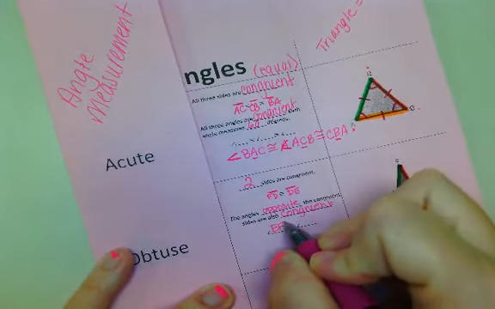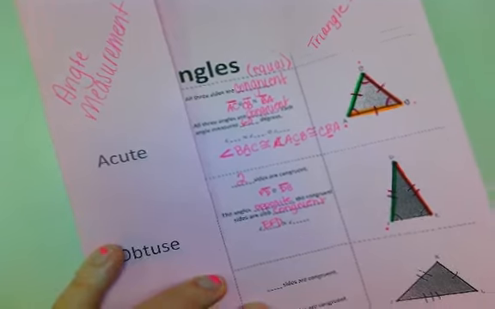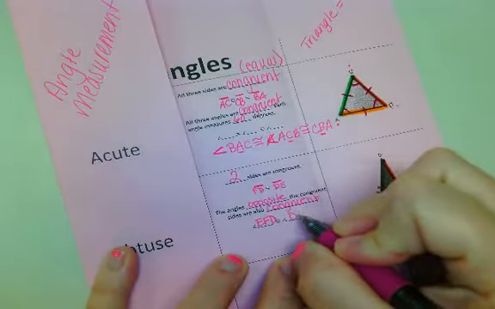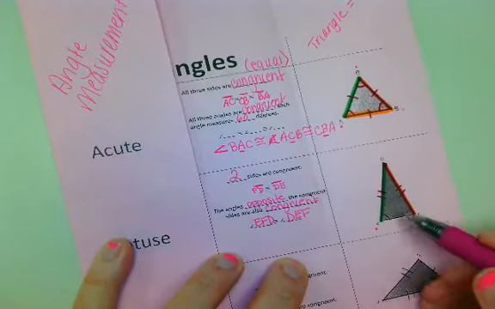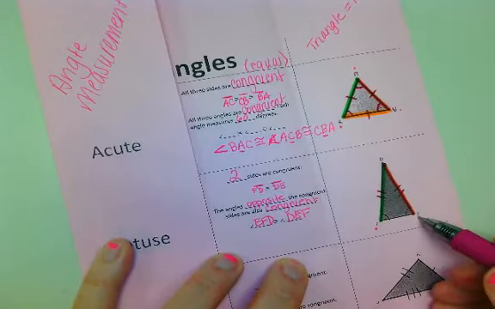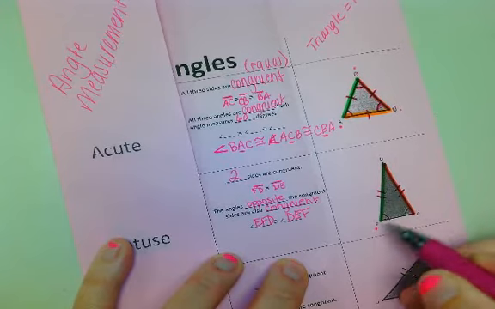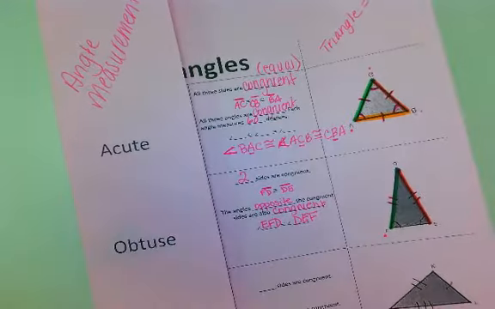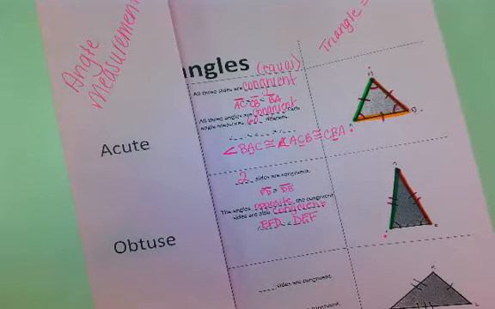So EFD is congruent to DEF. So if I want this angle, remember you have to do the letter in front of it and the letter after it. EFD is congruent to DEF. Okay? So that's an isosceles.